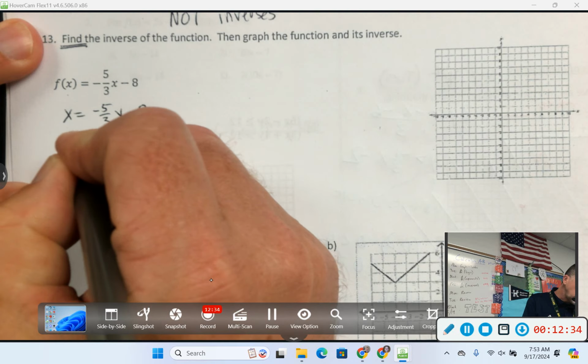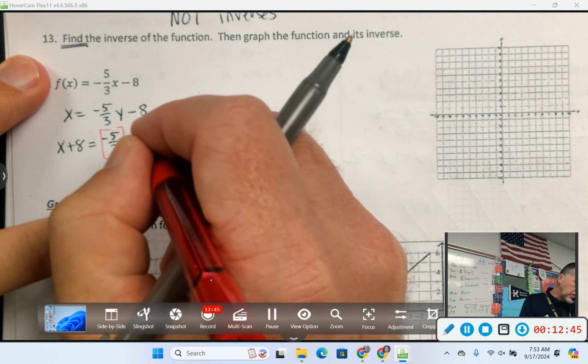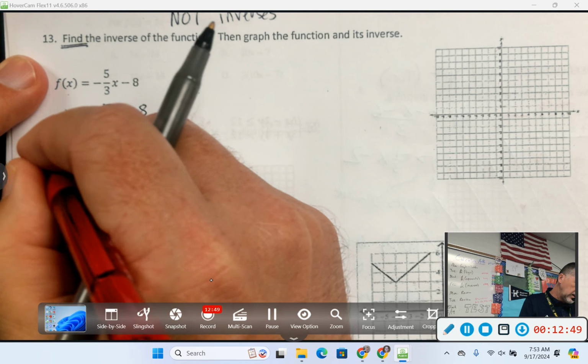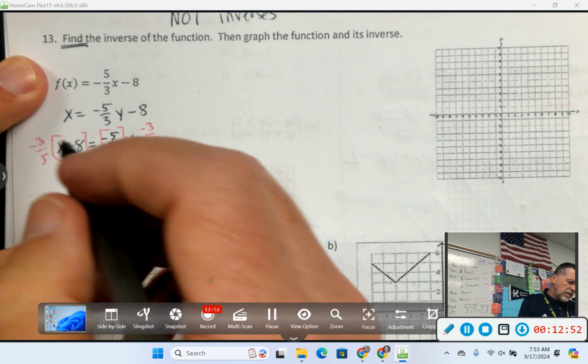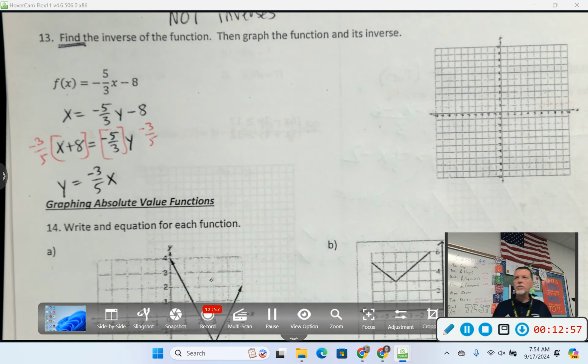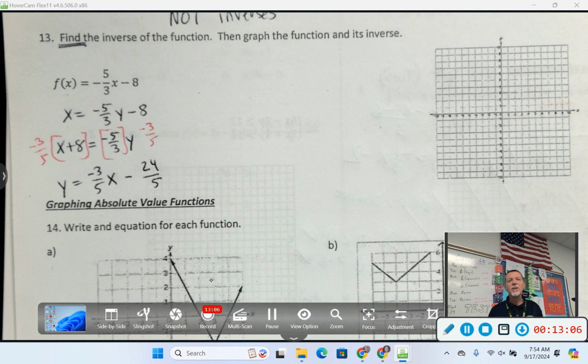So x plus 8 equals negative 5/3 y. Let's multiply by negative 3/5. So y equals negative 3/5 x. That's easy enough to deal with for slope because it's already like up and over, or I guess down and over in this case. And then minus 24/5.